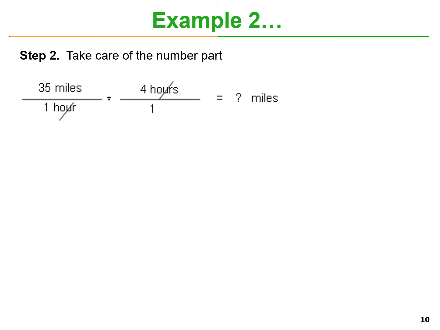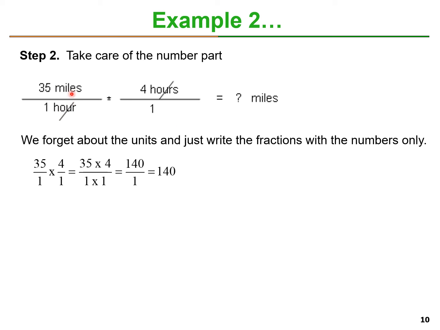So we take care of the number part. We forget about the units and just write the fractions with the numbers only. So this fraction is written as 35 divided by 1. And this fraction is written as 4 divided by 1. Remember, when we multiply fractions, we multiply the numerators, 35 times 4, and then we multiply the denominators, 1 times 1. 35 times 4 is 140. 1 times 1 is 1. Of course, we never like to leave an answer as a fraction with a denominator of 1. Anything divided by 1 is equal to that anything.